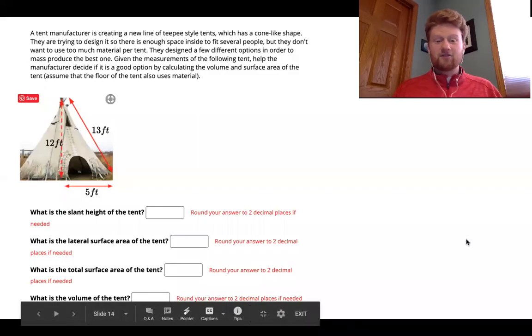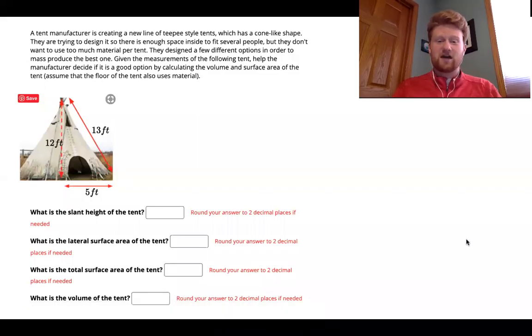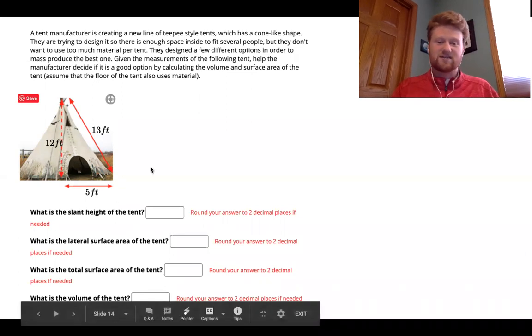So we're going to try our first problem where we're actually finding the surface area and the volume of a cone out in the world. So here we have a tent. There's a tent manufacturer trying to make some teepee style tents, and teepee style tents look like a cone. There's a circular base moving up to a vertex, as you can see in this image here.